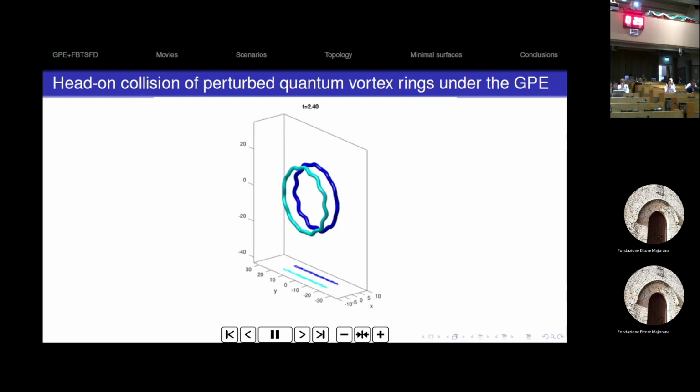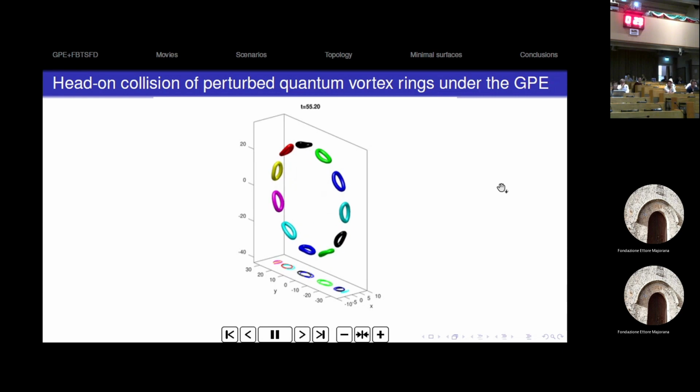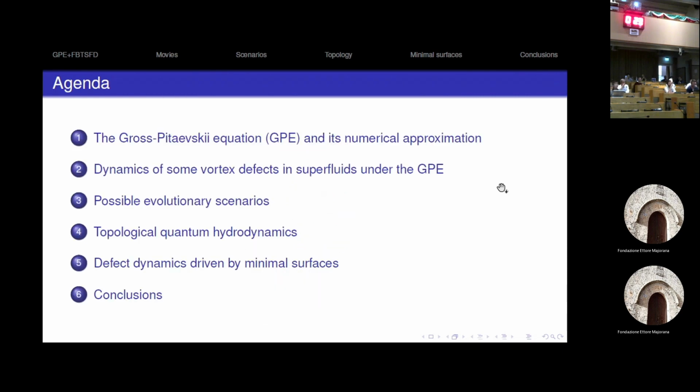In order to have the production of these small rings, you need to engineer the initial condition, I would say. So I will spend the rest of my talk trying to explain how we got here. I will say a few words about the Gross-Pitaevskii equation, which you have already seen these days. I will show you some movies about the dynamics of some defects. We'll try to get some evolutionary scenarios from there.